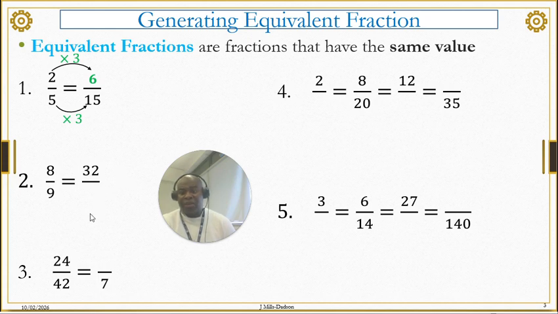8 over 9. Also, we check the two numerators that are given, so we see the connection from 8 to 32 is times by 4. So 8 times 4 is 32. Therefore, we times 9 also by 4, and that gives us 36.